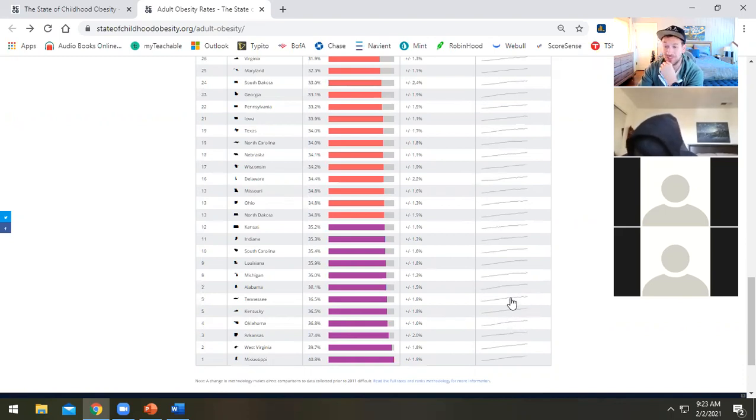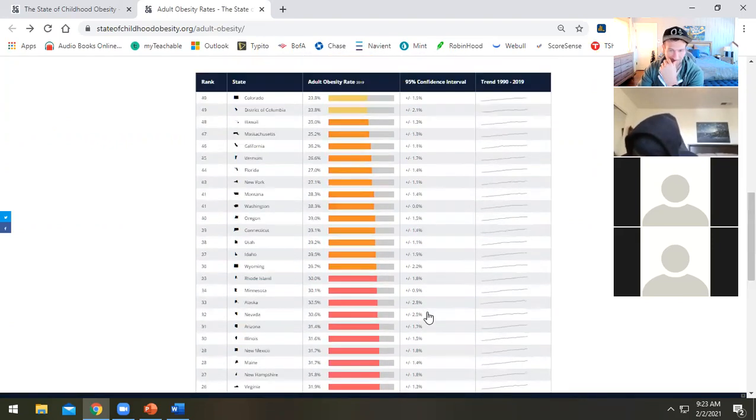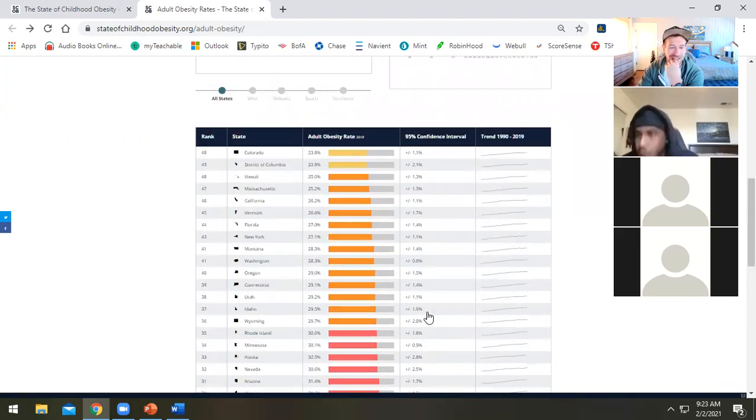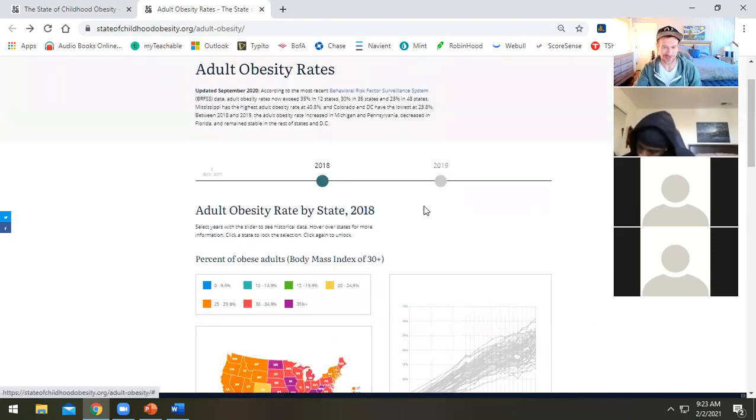Anybody else looking for their home state? Oregon, they lost it. Oregon, Washington, and Colorado were like a holdout, and now they're falling down the list. What happened?